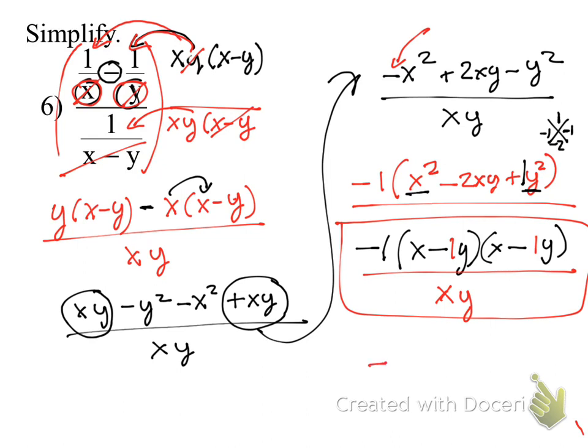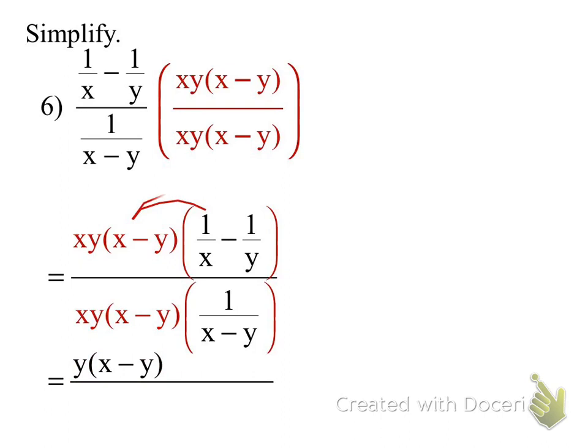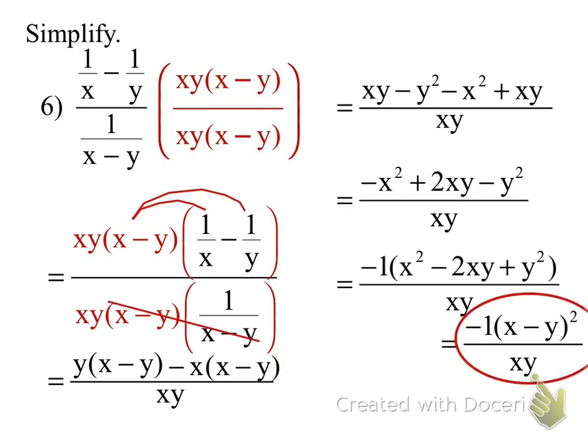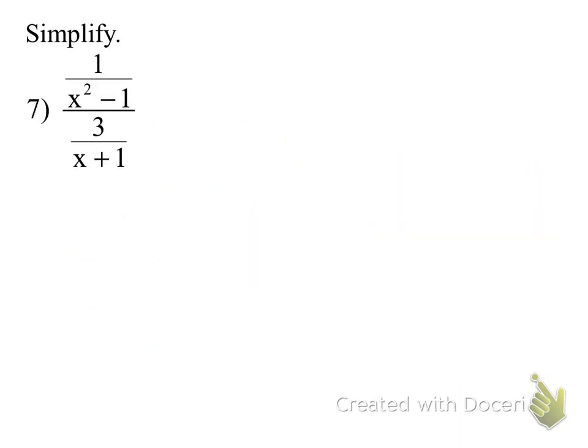No. So if you had written negative 1 times x minus y squared, over xy, that's fine too. Or you could call it y minus x squared, without the negative 1. If you'd done that, right? Okay, questions? Let's see if we got the right answer. Both of those are correct. All right. Now on this problem, what do you think we do first?